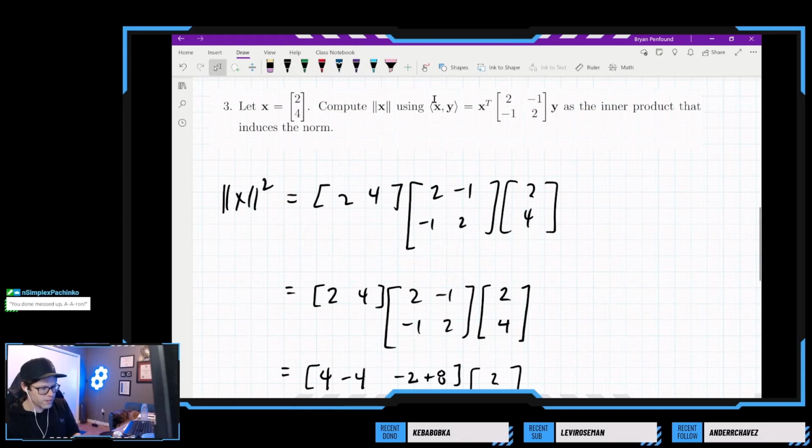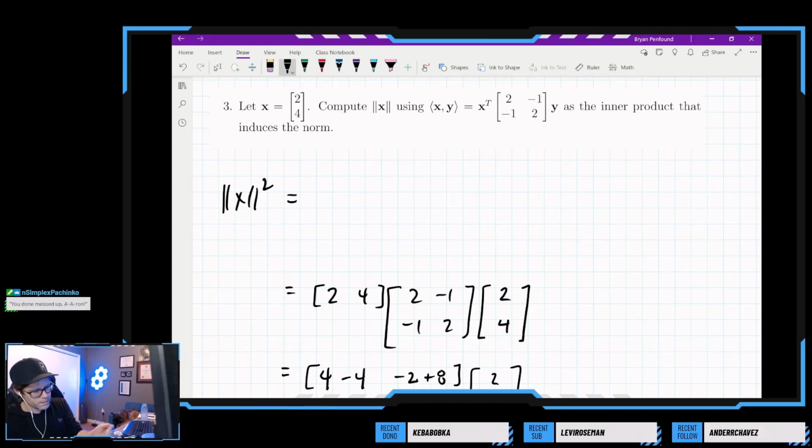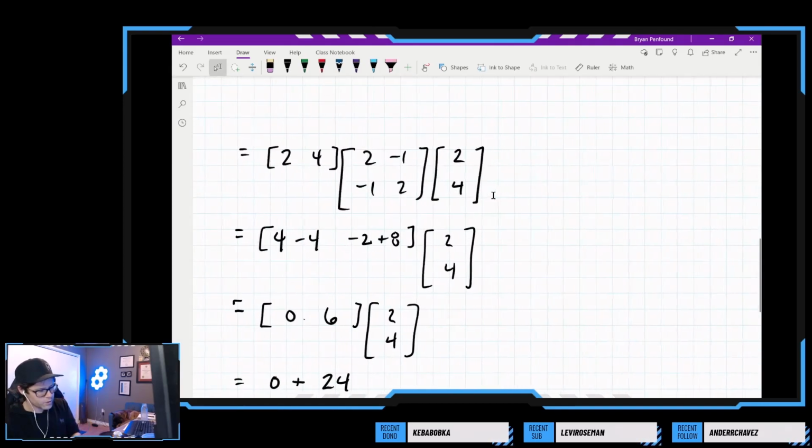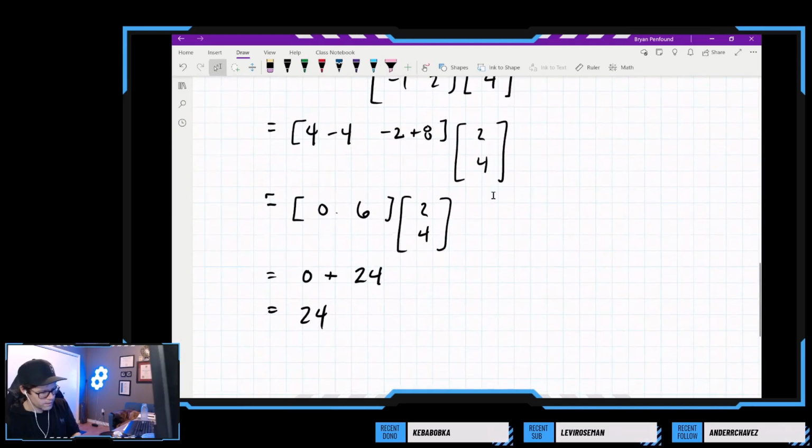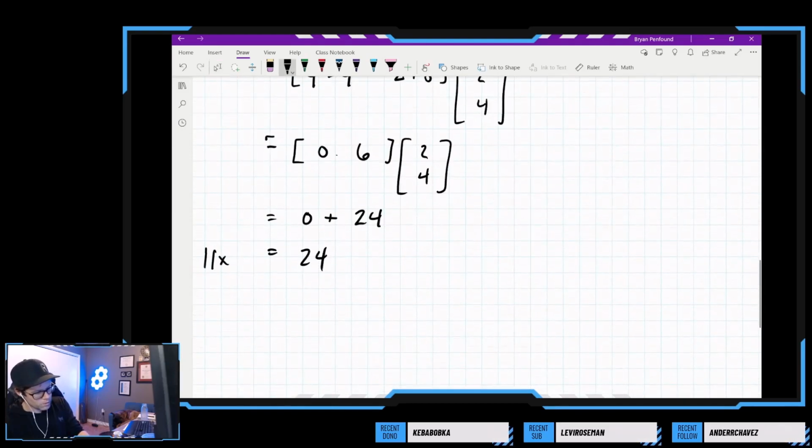Okay, so basically once we have the norm, we know that the norm squared is defined to be the inner product of x with itself. And then we can go ahead and do these multiplications. And so we know that the norm squared should be 24, so the norm of x should actually be root 24.